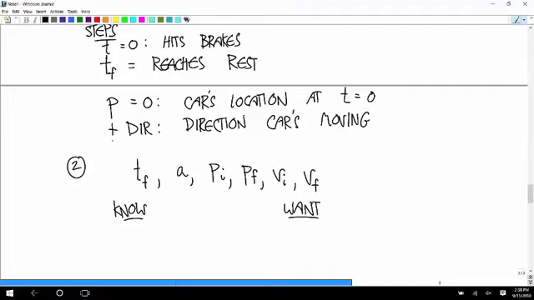So TF, do we know the elapsed time between when the car hits the brakes and when it comes to a stop? Nope, don't know that. So that doesn't go anywhere. And do we want it? No, we're not asked for it. So if we can solve this problem without calculating T final, we're happy to do that. Okay, so that's nowhere. The acceleration, do we know that? Do we want it? Yeah, that's the one thing we're asked for. That goes over here.